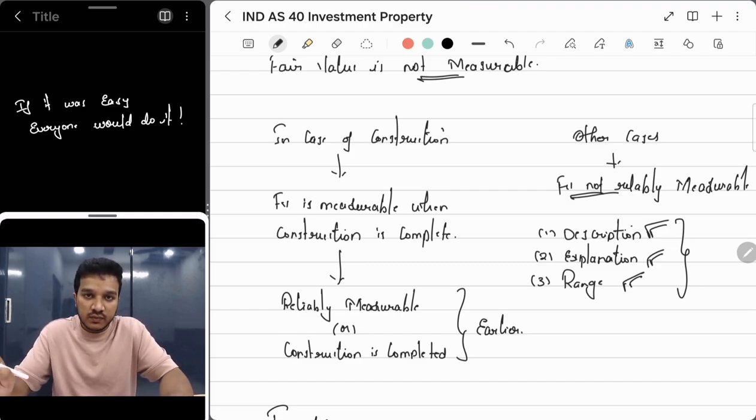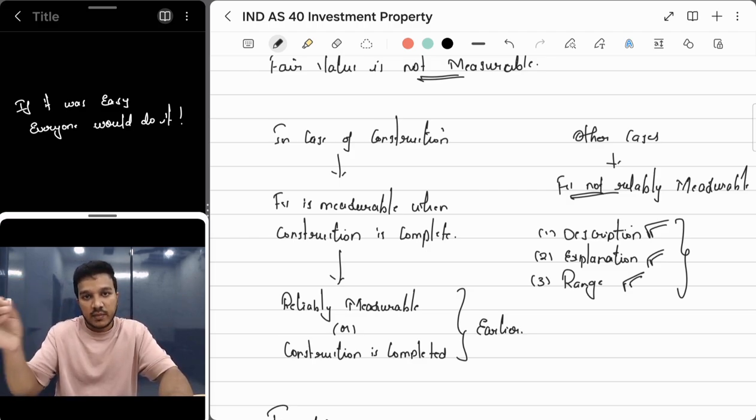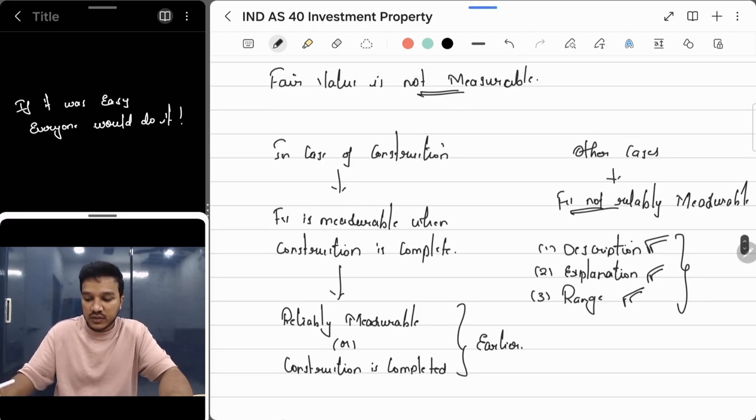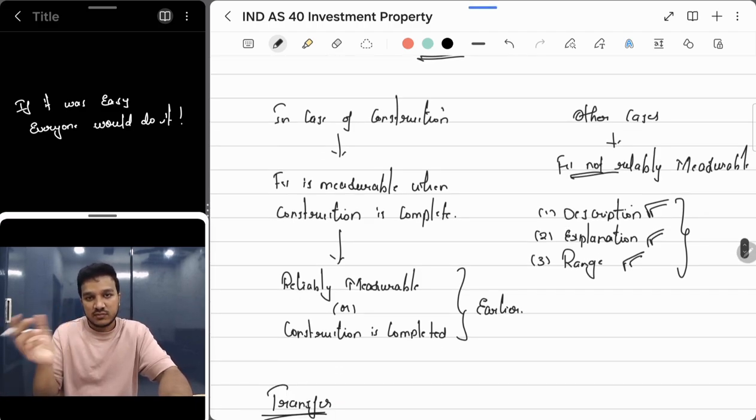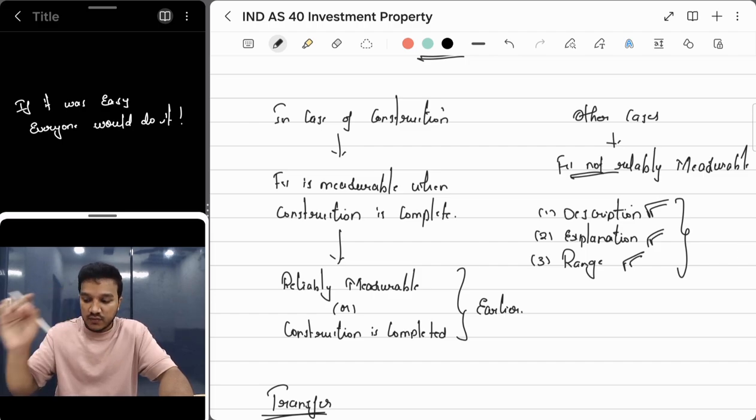Ideally, you will show investment property as cost only, but disclosure has to be given like what is its fair value. In case if you're not able to determine the fair value, then you will have to give this disclosure. You will have to give a range. Ideally you have to give a range ki so and so limit mein it will fall.